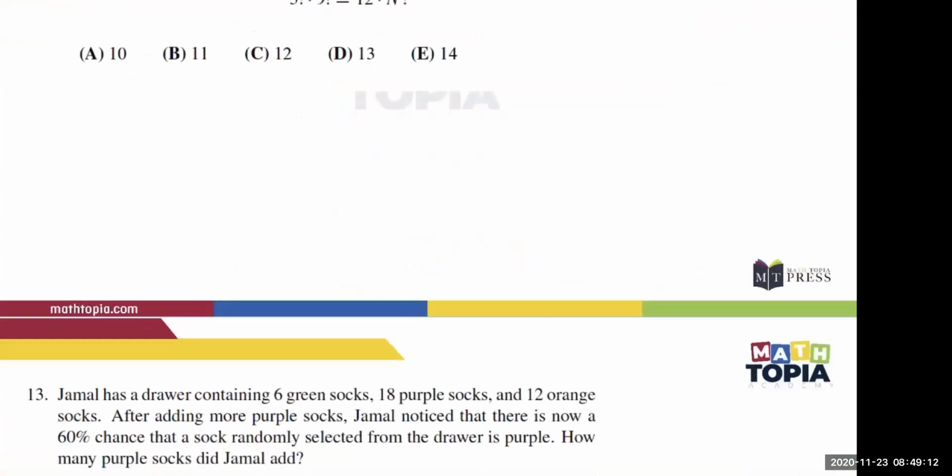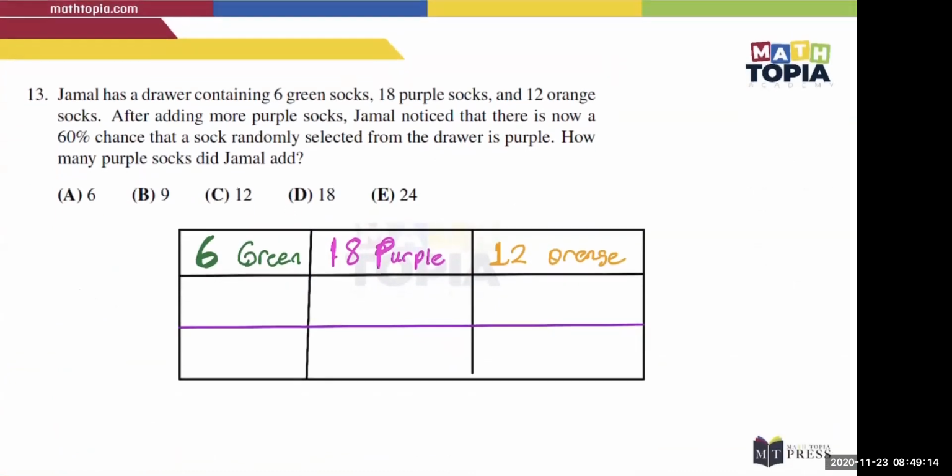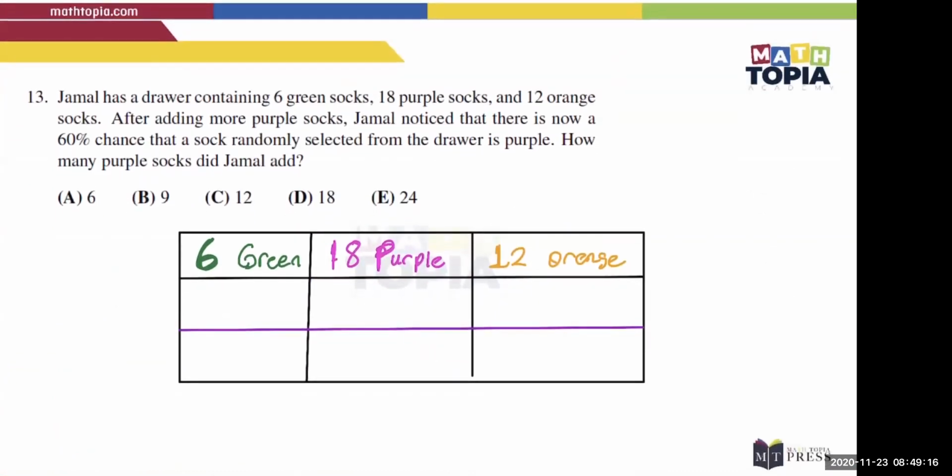Okay, great. Now let's take a look at this problem. Can you read the problem, Ava, please? Yes. Jamal has a drawer containing 6 green socks, 18 purple socks, and 12 orange socks. After adding more purple socks, Jamal noticed that there is now a 60% chance that a sock randomly selected from the drawer is purple. How many purple socks did Jamal add?